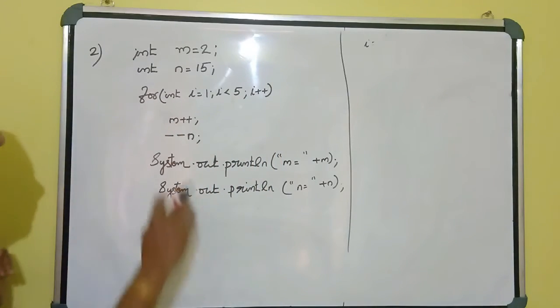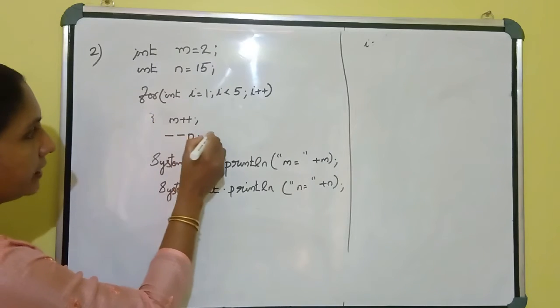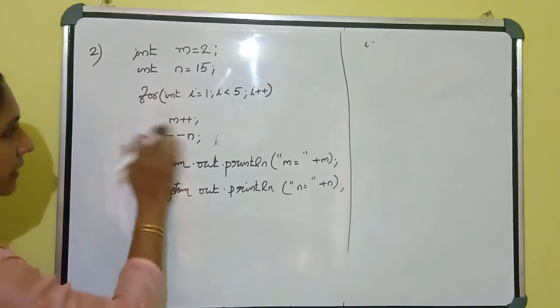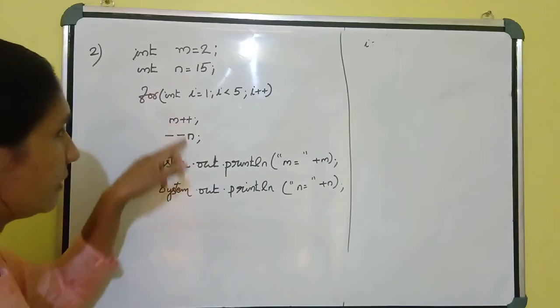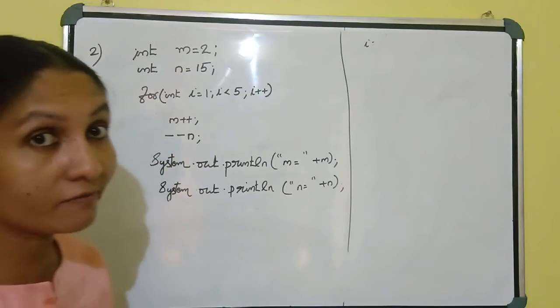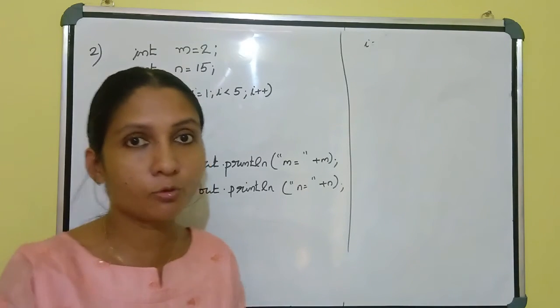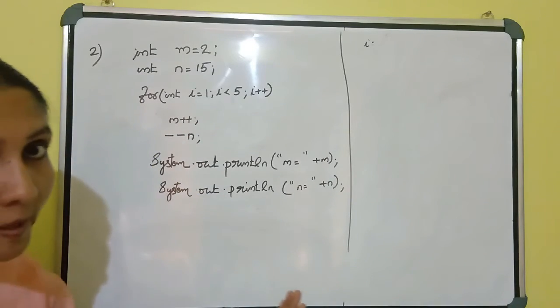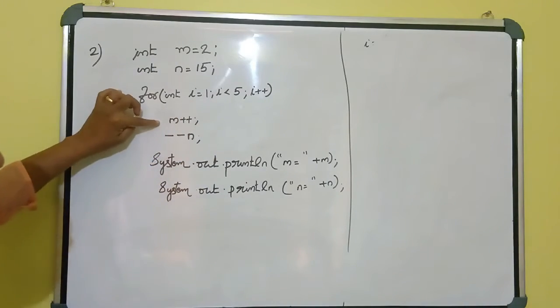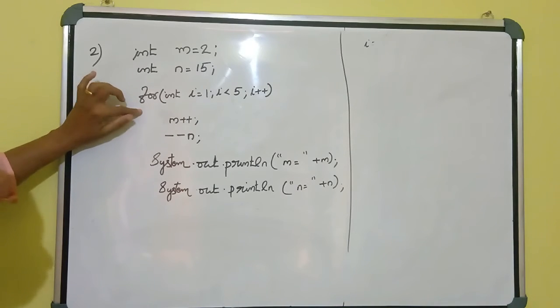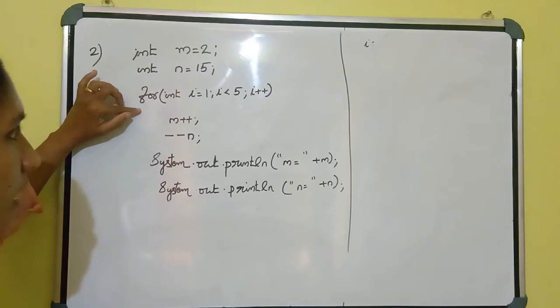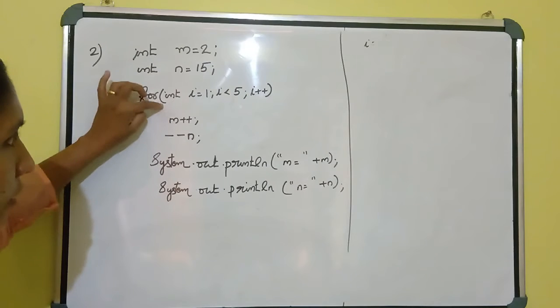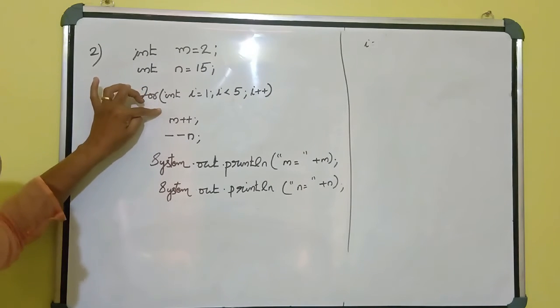Then, see, there is no curly bracket here in the question. If there is a curly bracket, it will affect all the statements within it. Wherever we close the curly bracket, up to there it will affect that for loop. But here there is no curly bracket. Because of that, only the first statement is affected by this for loop. Understood, all of you? That means only this statement will execute using this loop.